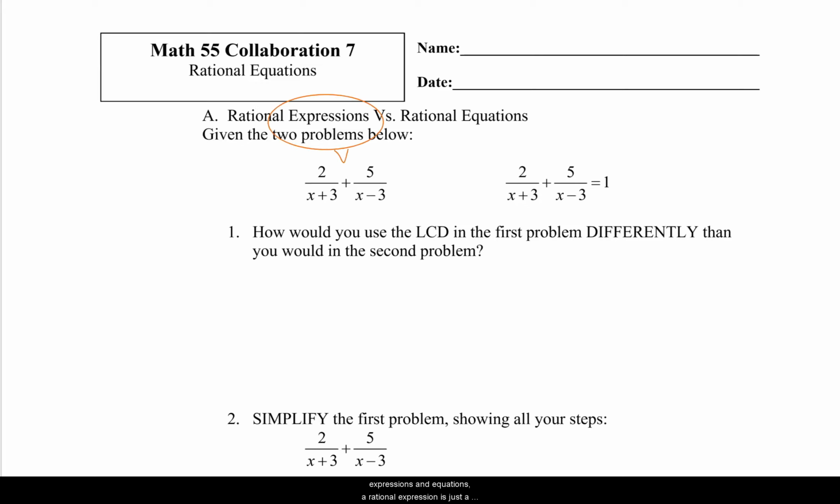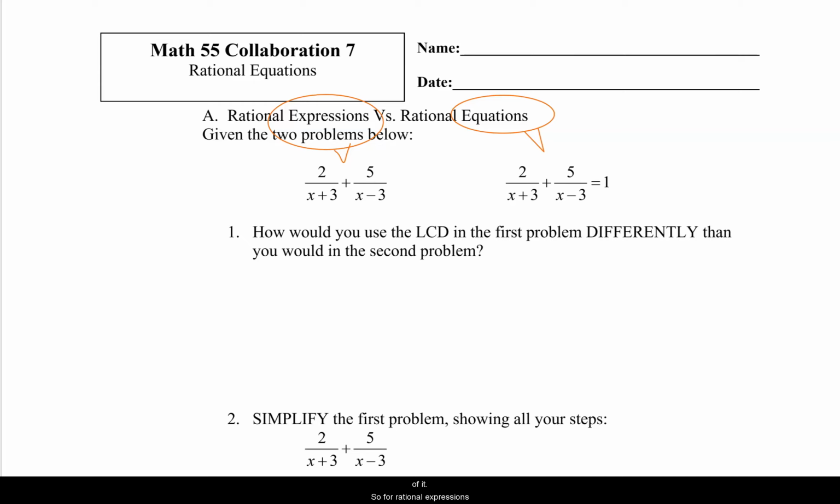A rational expression is just a collection of terms. We do not have an equal sign, but an equation, there's an equal sign. And we will use different strategies for expressions than we would equations. We have more tools in order to simplify and solve equations in comparison to what we have for expressions. Expressions are pretty strict. We cannot multiply by whatever we want to or add or subtract whatever we want to, because we cannot change the overall nature of the problem. We can only change the look of it.